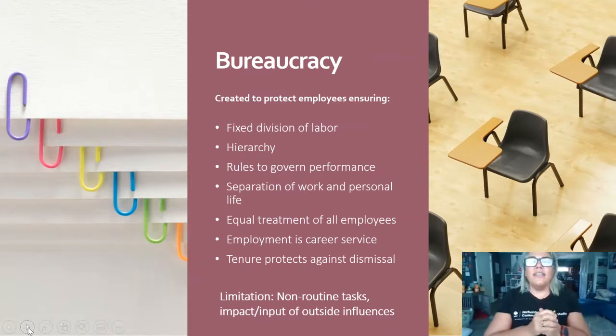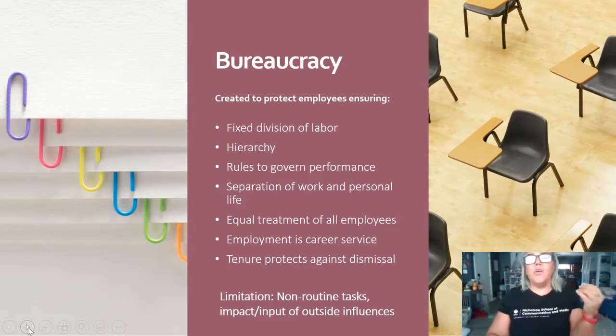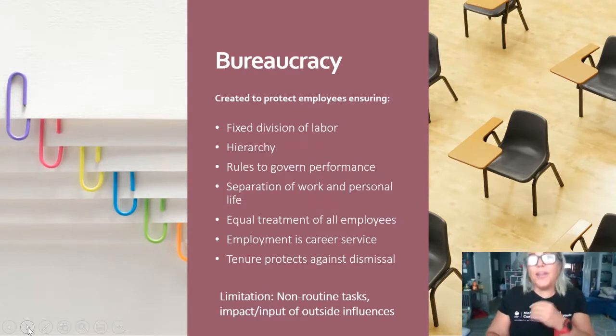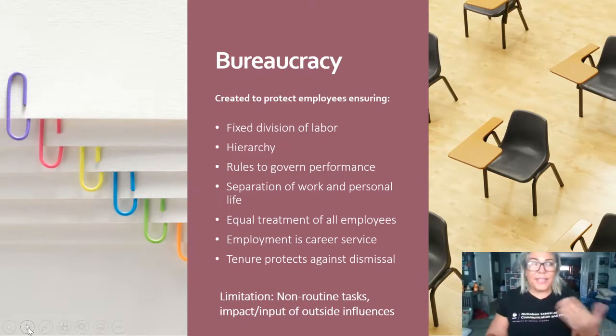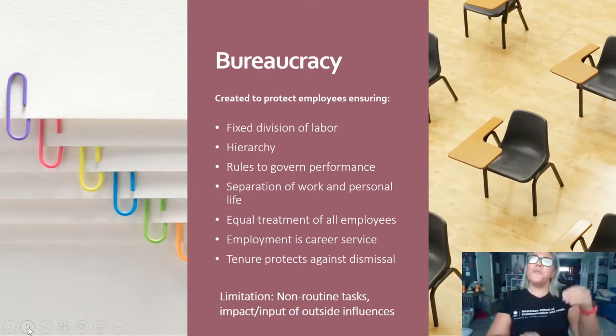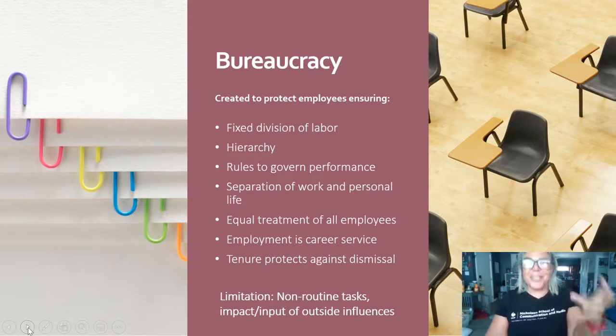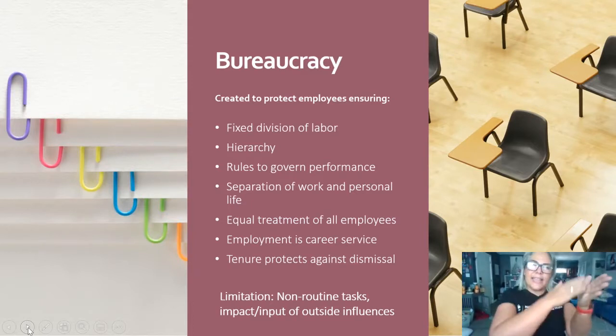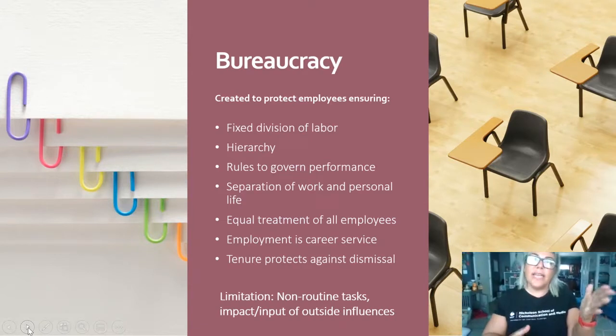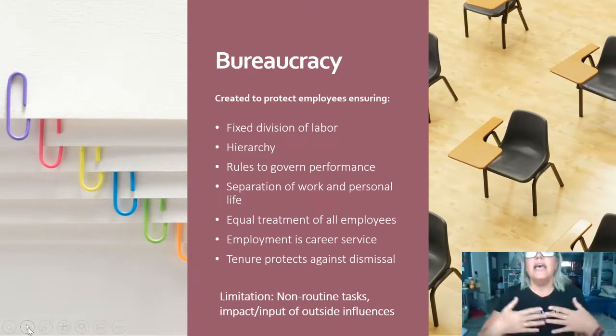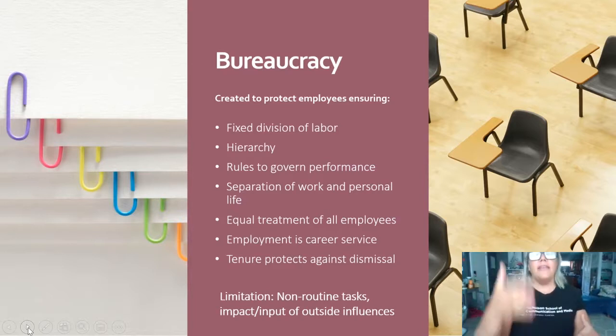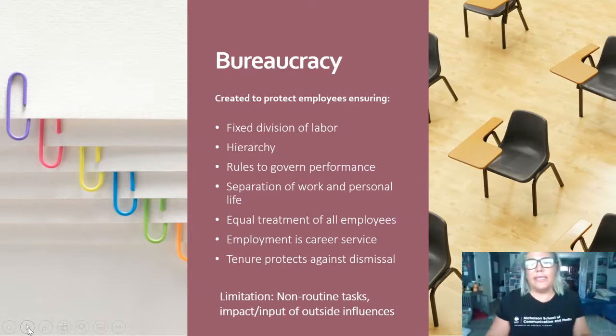Now, there are many problems with bureaucracy, but among its most major limitations is that it does not deal well with non-routine tasks and does not like the impact or input of others outside of its system. One of the ways to understand this, and why it was important that we talked about Prussia's army at the beginning, is that this often evolved into military. And today we think of the military as a very bureaucratic system that has these items in place.